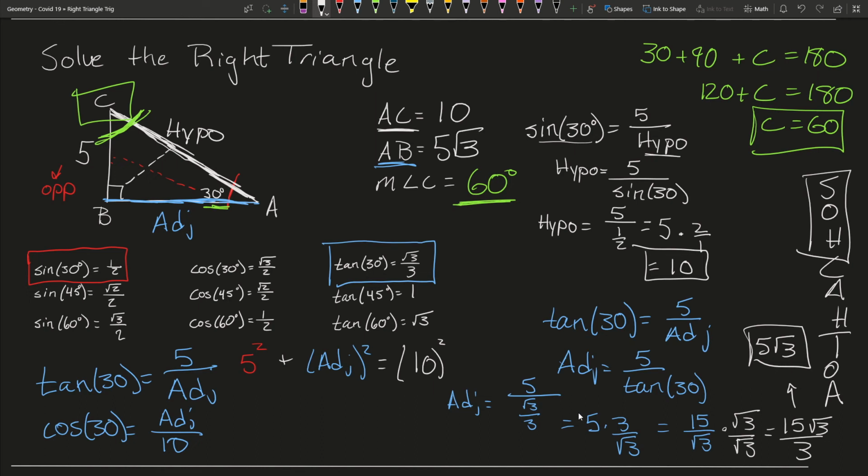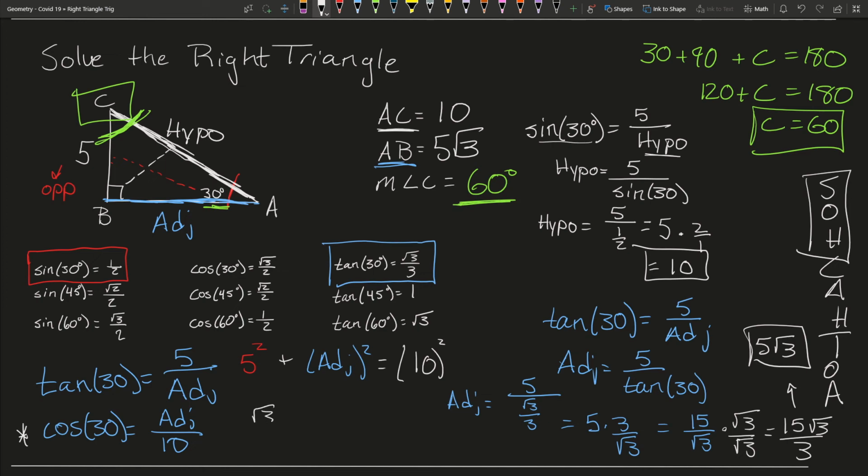That actually took longer than it would have had I just done the cosine of 30. So again, different ways yield different amounts of work. It's all going to be the same answer, but there are slightly different ways to do it. Because 10 is in the denominator for this cosine of 30, we could just multiply cosine of 30 by 10 and be done, which ends up looking like this.